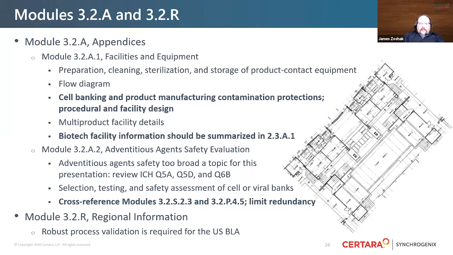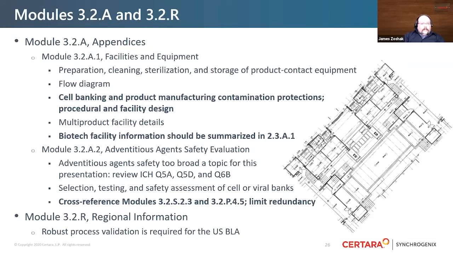So we recommend that you review ICH Q5A, Q5D, and Q6B. Focus on the selection, testing, and safety assessment of your cell and viral banks. That's really where you have the most delicate issues. But also remember that for both facilities and equipment and adventitious agents, you've already touched on many of these topics elsewhere in Module 3. So leverage your cross-referencing to minimize redundancy.